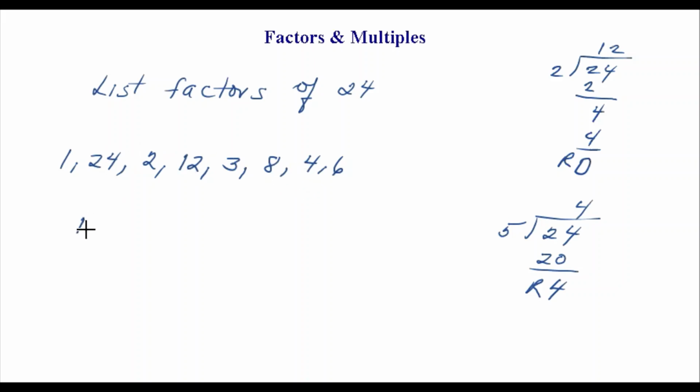So I'm going to go 1, 2, 3, 4, 6, 8, 12, and 24. These are the list of factors for 24. Now, I'm hopeful that this little session here helped you in understanding what factors and what multiples are.